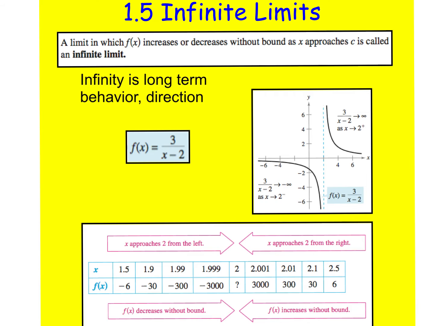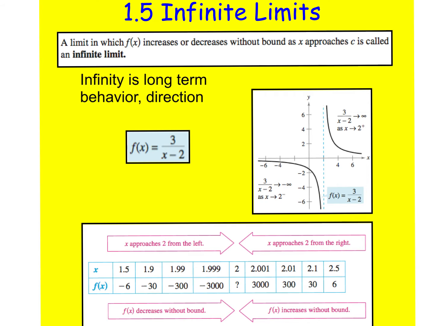That's decreasing without bound. Now, infinity is a long-term behavior. It's a direction. It's not a number. Even though we can kind of think of them as numbers sometimes, it is a direction. For instance, infinity means right or up, depending on how you're talking about it. And negative infinity means left or down.